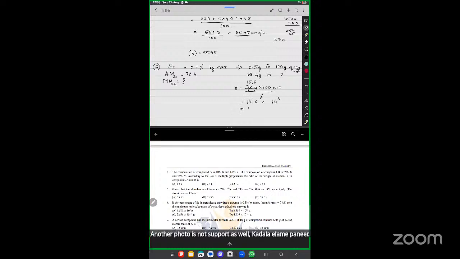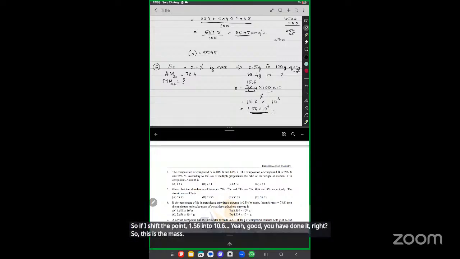So if I shift the point, 1.56 into 10 power 3. Yeah, good. You have done it, right? So this is the mass.